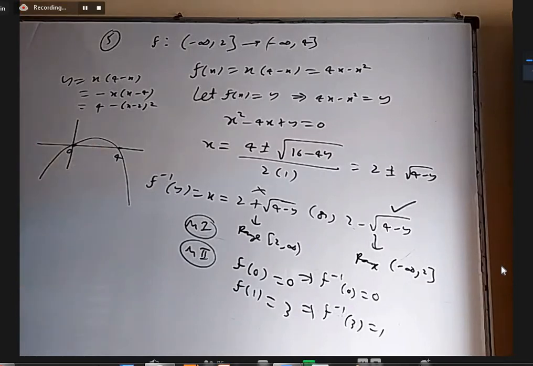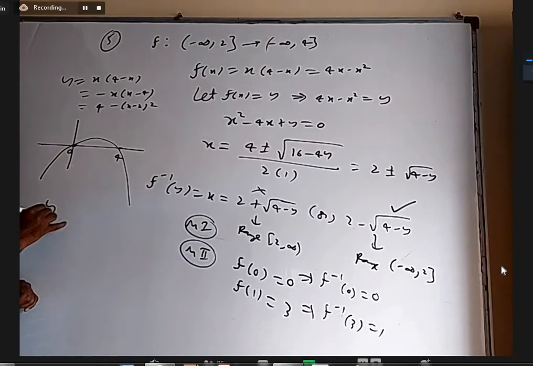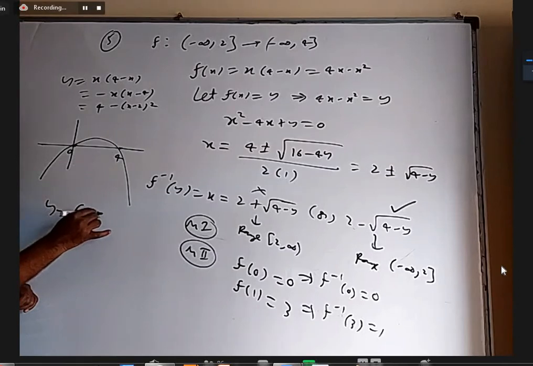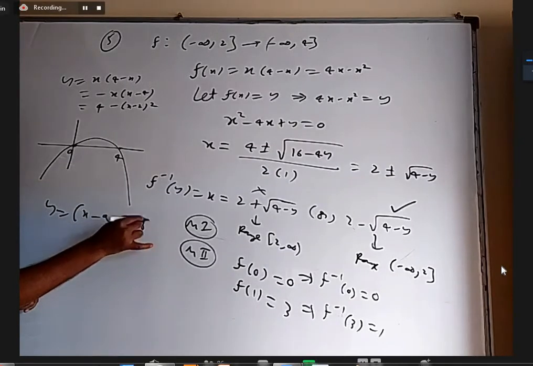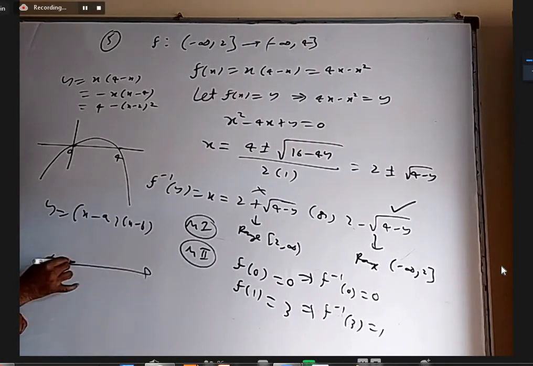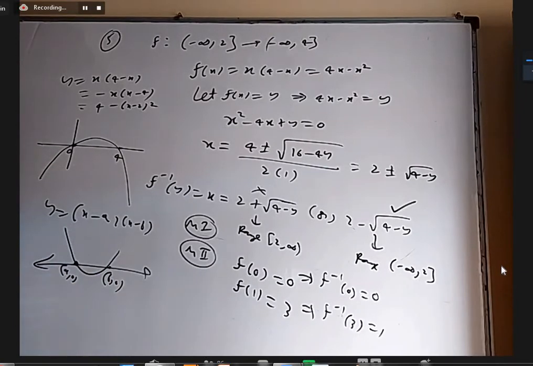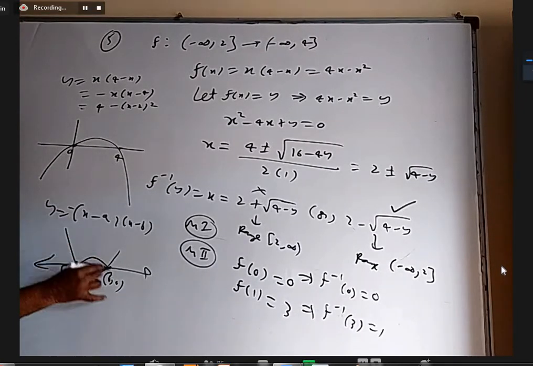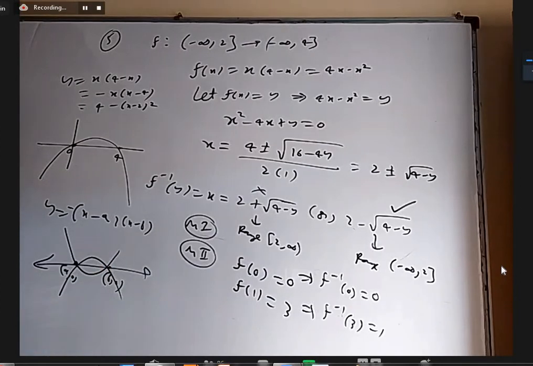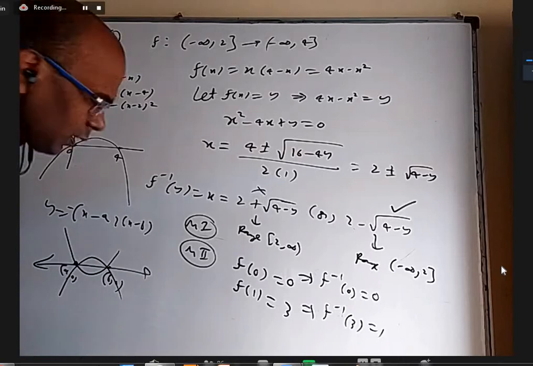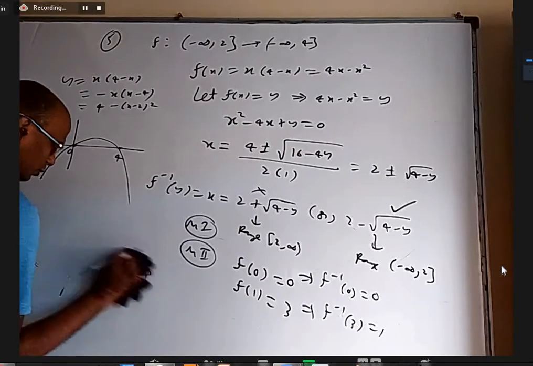Just some overall idea. One thing you can remember, whenever you want a graph of x minus a into x minus b, very simple. On the number line, you take a comma 0, b comma 0, and a parabola like this. This is the graph of this, a comma 0 and b comma 0. If you want to multiply by the minus, it will be like this. That's all. So here roots are 0 and 4. That's why I marked. But anyway, don't have to worry too much about it.